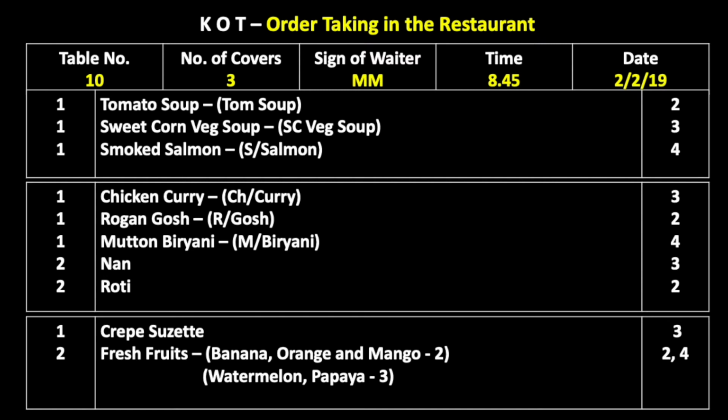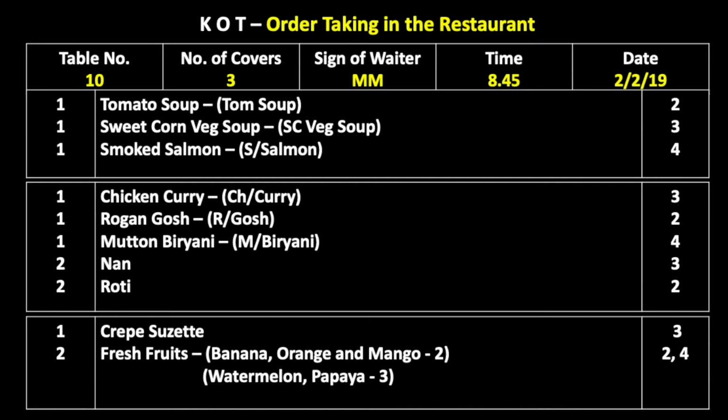Now if you look at the top columns, there are 5 of them. This is very important information which can be used for control and marketing purposes. You get table number, a number of covers or the number of people sitting for dinner, the signature of the waiter or waitress, the time the order was taken, and the date. Below that you have 3 columns. The first column is the number of portions. The second column is the menu item. And the third column is the seat number of the guests.